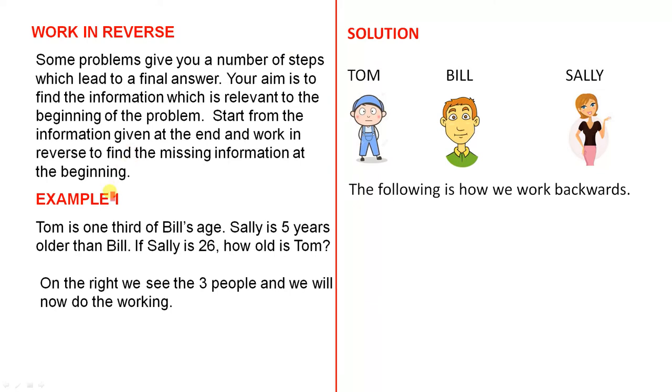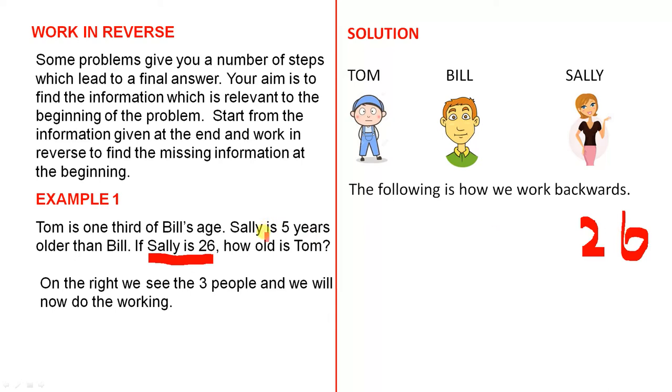Example 1. Tom is 1/3 of Bill's age. Sally is 5 years older than Bill. If Sally is 26, how old is Tom? So on the right we see the three people, and we will now do the working. The first bit of information at the end is that Sally is 26. So there's Sally, so we write 26 there.